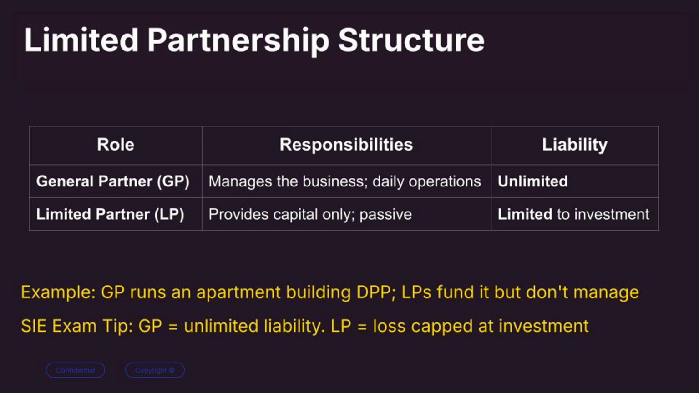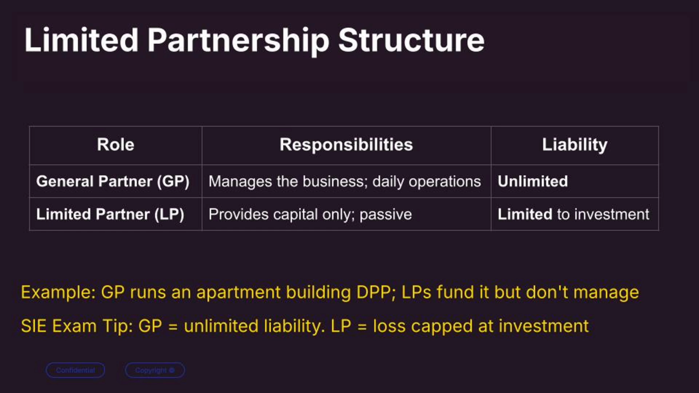Then there is the limited partner, or LP. LPs put up capital and stay completely passive. They cannot manage the business, and in exchange for staying out of the way, their liability is limited. The most an LP can lose is what they invested.